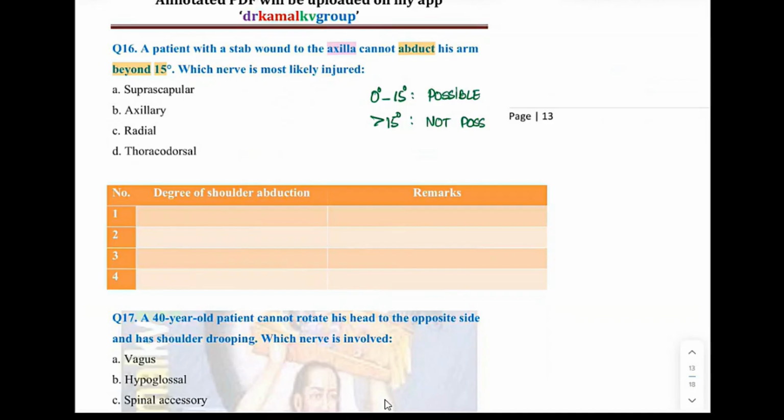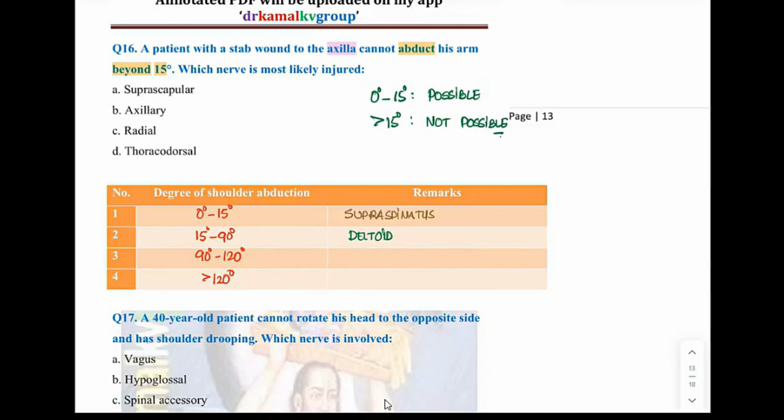And here you need to know the anatomical concept of the different muscles which are used during different degrees of shoulder abduction. So one is 0 to 15 degree, second is 15 degree to 90 degree, third is 90 to 120 degree, and last is beyond 120 degree. Now the muscle which is responsible for abduction for 0 to 15 is supraspinatus. The muscle which takes the upper limb from 15 degree to 90 degrees, deltoid.